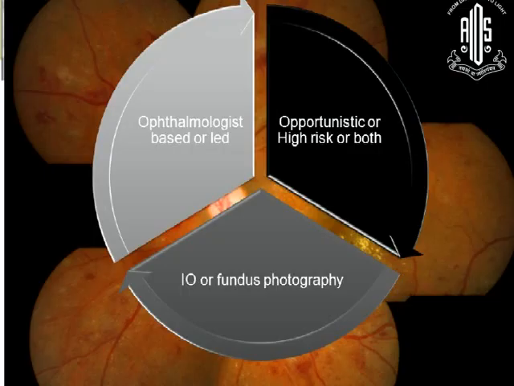So in conclusion, we have the ophthalmologist-based or ophthalmologist-led model, and we have opportunistic and high risk screening. Ophthalmologist based, indirect ophthalmoscopy is a good method, dilated indirect ophthalmoscopy. Going through telescreening, fundus photography, a single field 45-degree photograph is reasonably good.